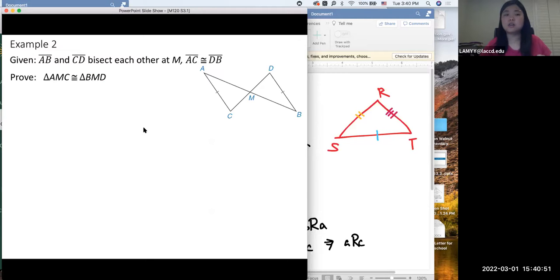Side. Okay, example: given segment AB and segment CD intersect each other at M. Given AC is congruent to DB. You can see the line here, right? This means they are equal, they are congruent, equal measure. So now I want you to prove triangle AMC is congruent to triangle BMD.